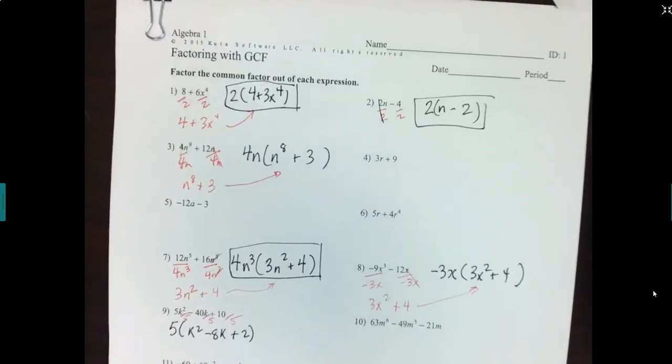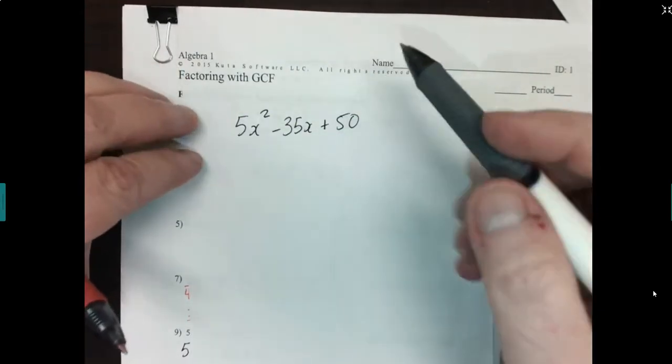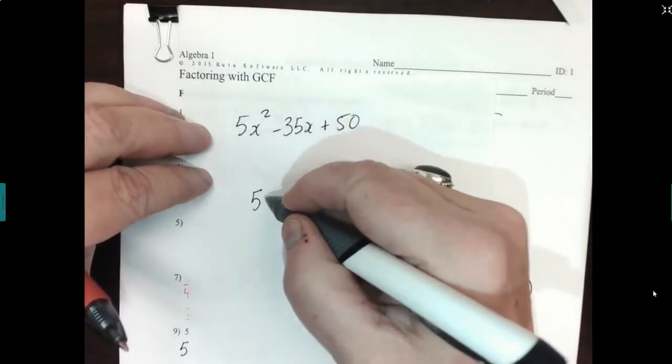Okay. But let's just be clear on something like this. You want to factor it as far as it can go. So when I look at these, I see that they have a 5 in common.